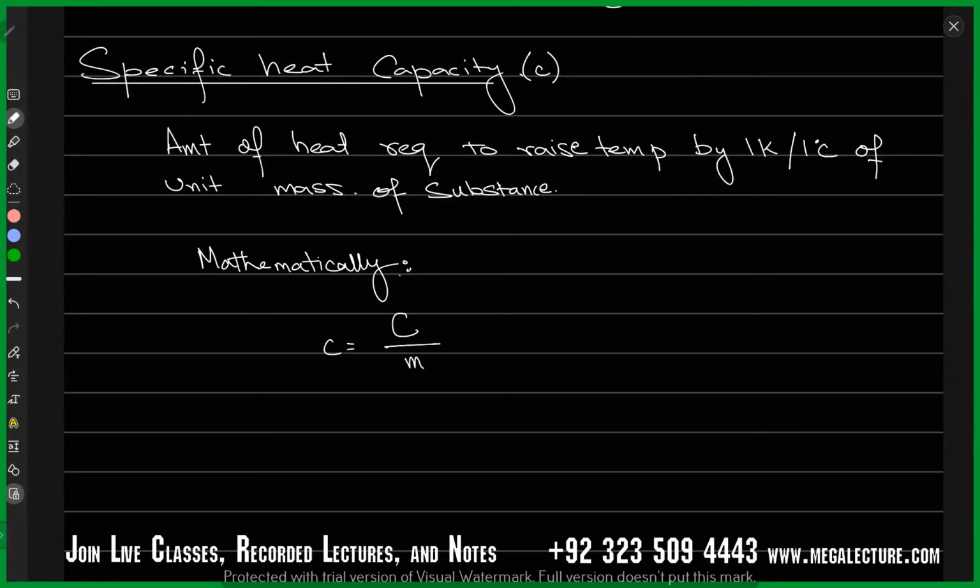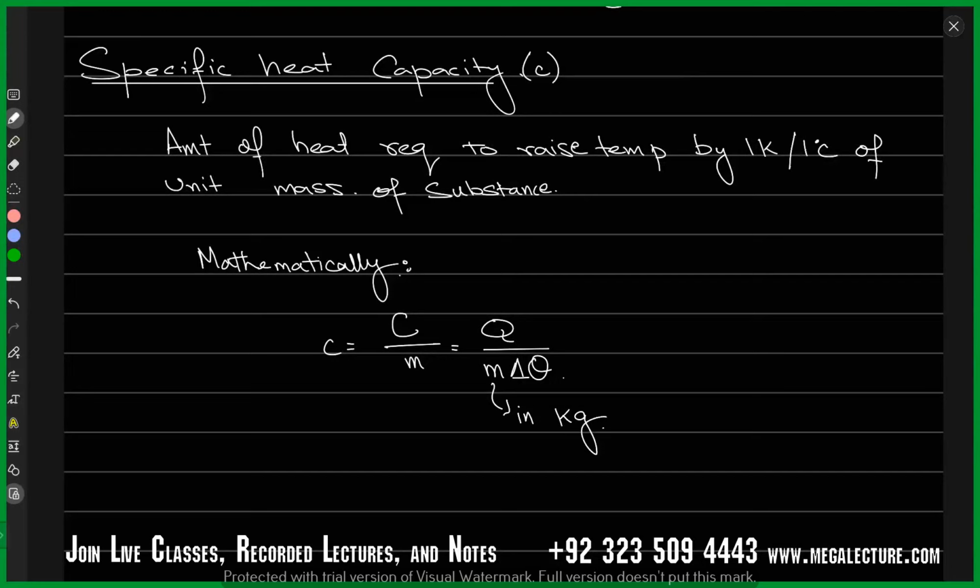Which is just the amount of energy required, Q, per unit mass to raise the temperature by 1 degree or 1 Kelvin. So it would be Q by M delta theta, right? Where Q is the heat energy that is required, delta theta is the temperature change as usual, M is the mass of the substance, right? And we prefer to write this mass in kilograms, right? In the equation, we'll use this mass in kilograms.